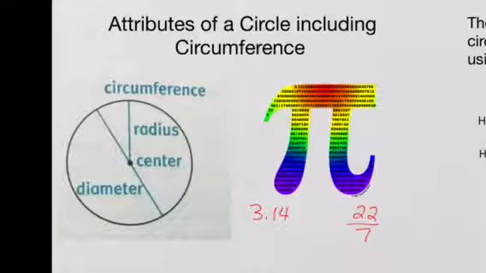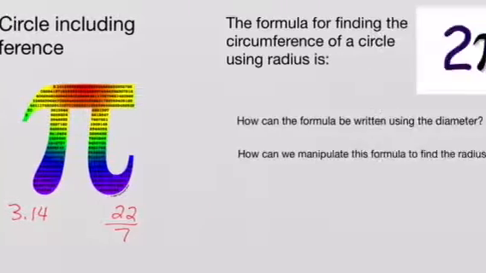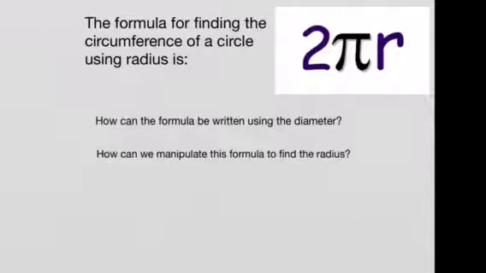Remember, pi is the ratio between the circumference and the diameter. So in other words, if you multiply the diameter times pi, you get circumference. Now, the formula for finding the circumference of a circle using radius is 2 times pi times r. So if you multiply pi, which is 3.14, times 2 and the radius, you get the circumference. Remember that the radius is half the length of the diameter. Therefore, 2 times the radius times pi is basically saying the same thing as circumference equals pi times diameter.